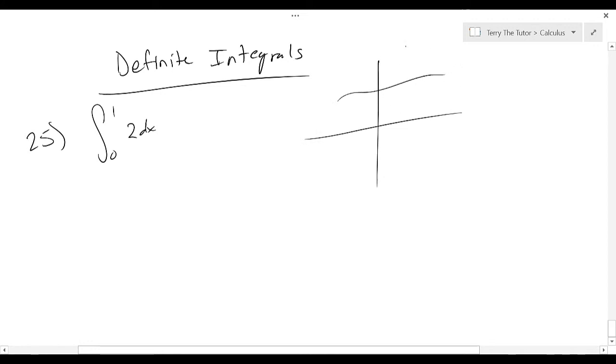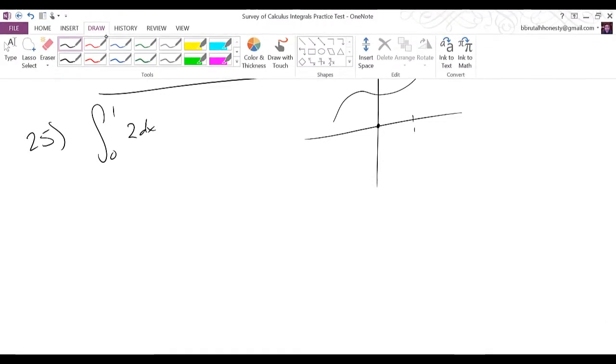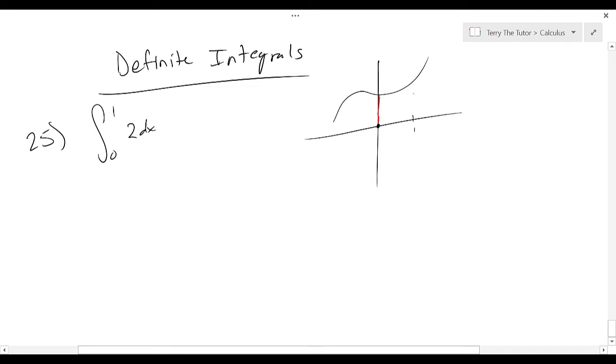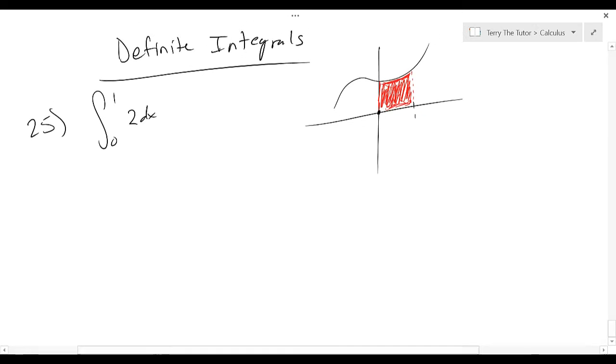We've got this curve. Let's make it a more obvious curve, going from 0 to 1. So from 0 to 1, we've got this space underneath the curve. And what we're doing with the integral is finding the area of that. The area underneath the curve is what it's called. Well, that's it visually. Really nothing more to it.